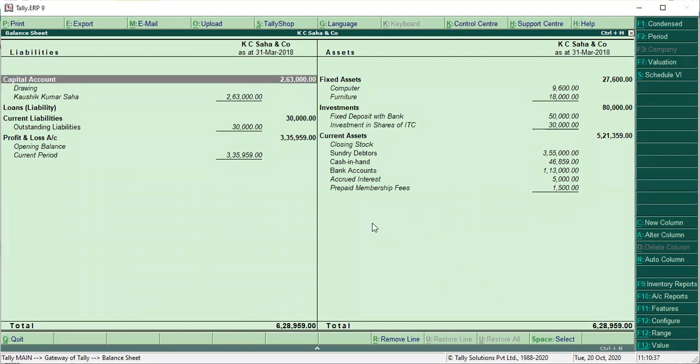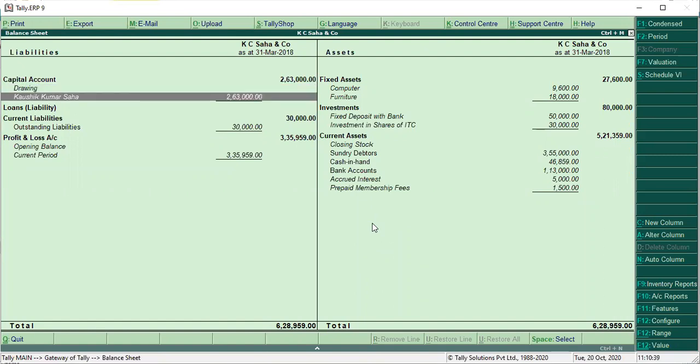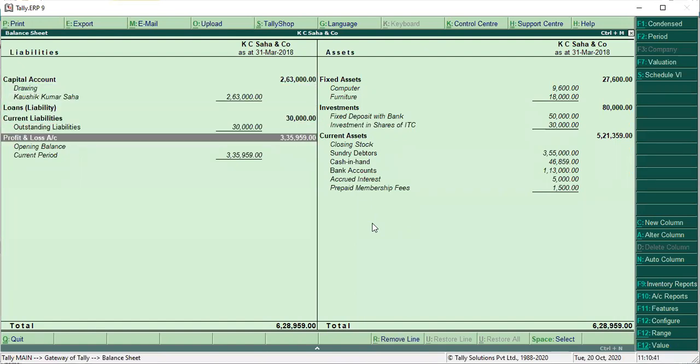Okay. So now the last point is your profit and loss balance. It was 3,30,000 before, but I have created accrued interest of 5,000, so it increases to 3,35,000. Now whose profit is this? This profit that you have earned, 3,35,000, whose profit is it? KC and Shah.